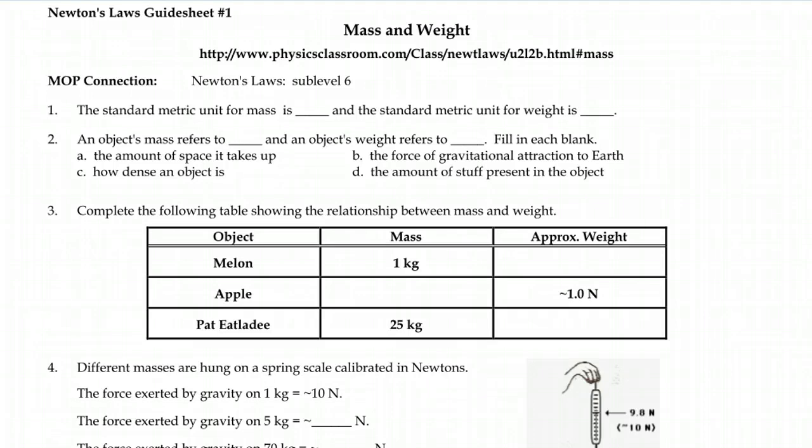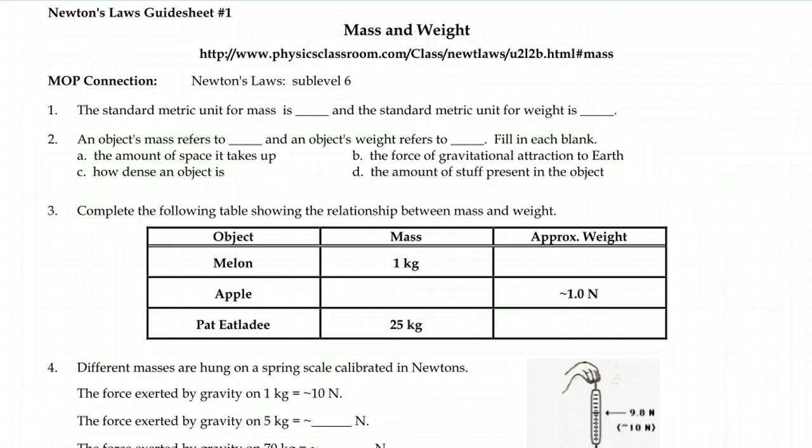Again, mass is a measure of the matter that makes up an object. And then a weight is a type of force. It's a pull. We often think of it as the pull of gravity. It's an interaction between the object and the gravitational field that it's present in.